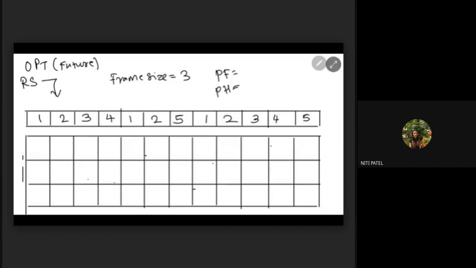So let us load the first page, that is 1 with a page fault, load 2 with a page fault, load 3 with a page fault. Now what is to be done when I want to load 4? I will be checking the future occurrences. Let us check. Can I replace 1? No, 1 will be required immediately next. Can I replace 2? No, I require 2 after that. But can I replace 3? Yes, I require 3, but it is in future. So I can replace 3 with 4 and keep 1 and 2 as it is with a page fault.